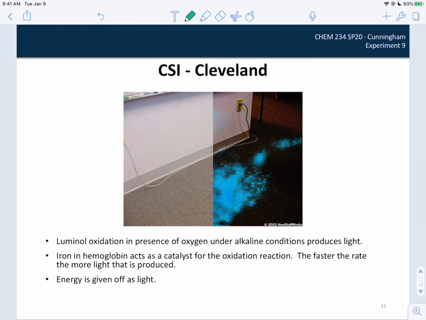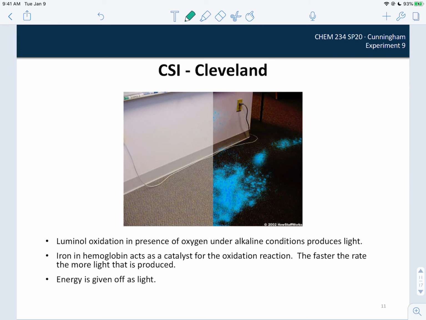And so luminol is used a lot, and we've seen it on TV if you've ever watched an episode of CSI. The oxidation of luminol under alkaline, or basic, conditions produces light. The iron in hemoglobin in blood can act as a catalyst for the oxidation reaction.